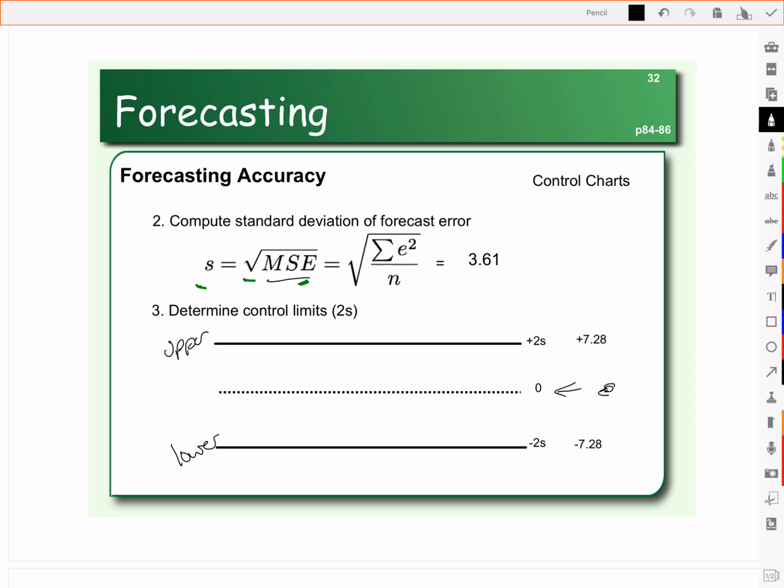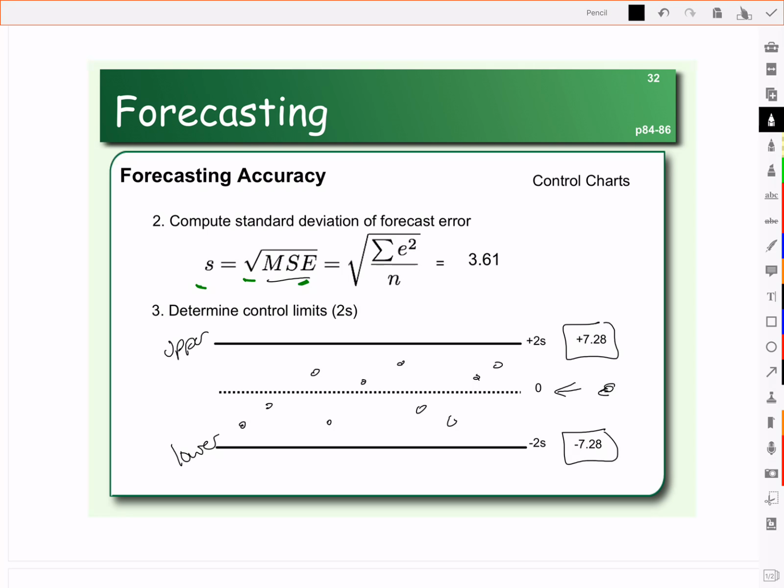So if we find the mean squared error, we take the square root, which for our break-in example is 3.61, then our upper control limit is 2 times that 3.61, or 7.28. The lower bound is a negative version of that, so negative 2 times 3.61, which gives you negative 7.28. You can then plot your forecasting errors to see where they live in that control chart.